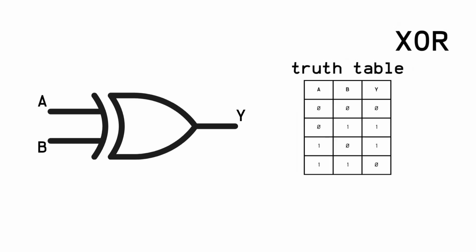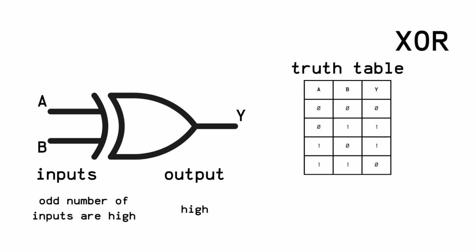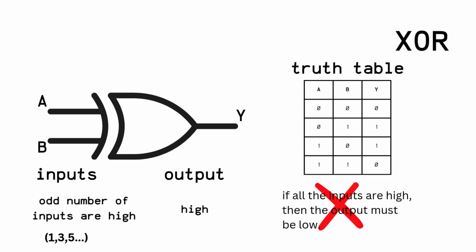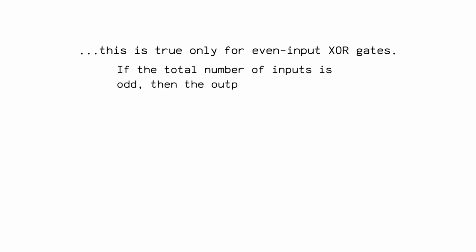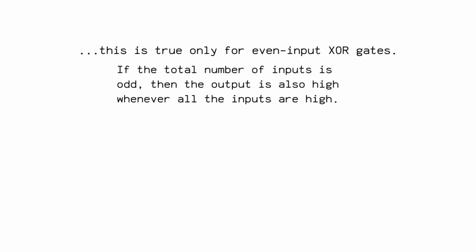The exclusive OR gate. This logic gate only produces a high output if an odd number of input signals are high. What this means is that the output of an exclusive OR gate is high if either 1 or 3 or 5 or any other odd number of all the input signals are high. The common misconception with this gate is that if all the inputs are high, then the output must be low. This is only the case for an even input exclusive OR gate. If the total number of inputs is odd, then the output is also high whenever all the inputs are high, because then we will be having an odd number of high inputs, which is the defining condition for this particular gate.